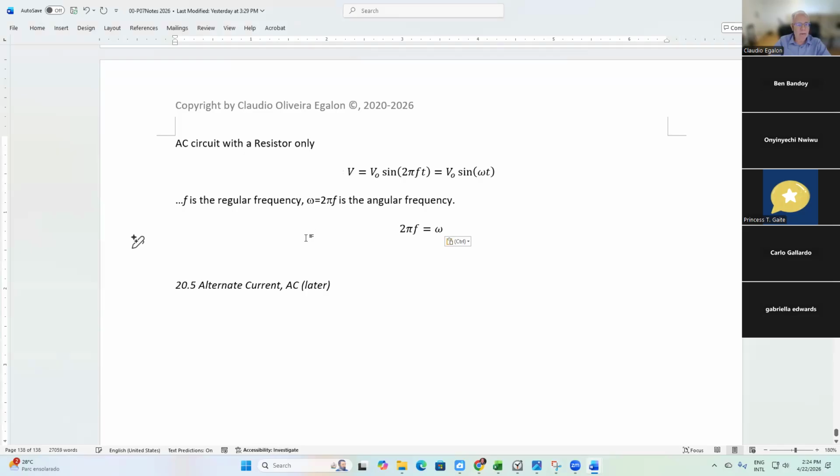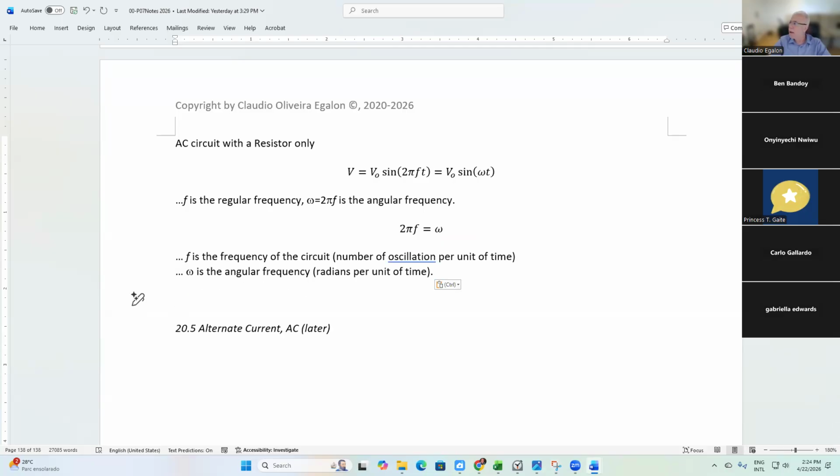I already wrote that up in here, but I'm writing it again. Angular frequency. Frequency is the frequency of the circuit, the number of oscillations per unit of time. Omega is the angular frequency. The unit is radians per unit of time. And here you go.